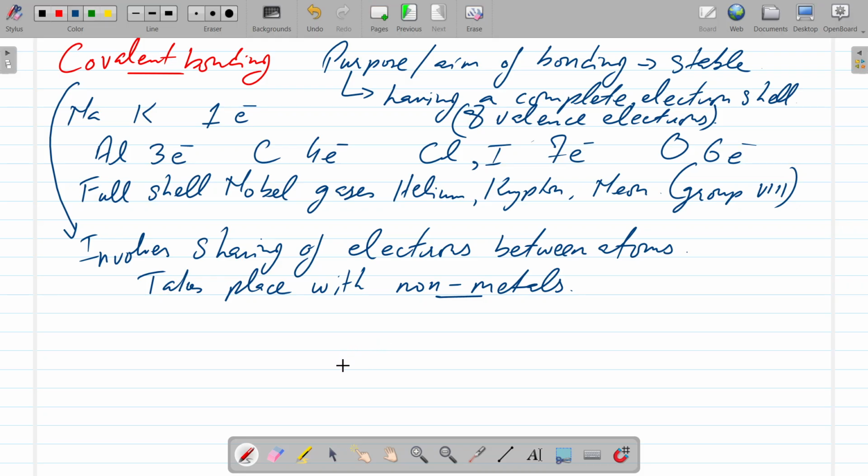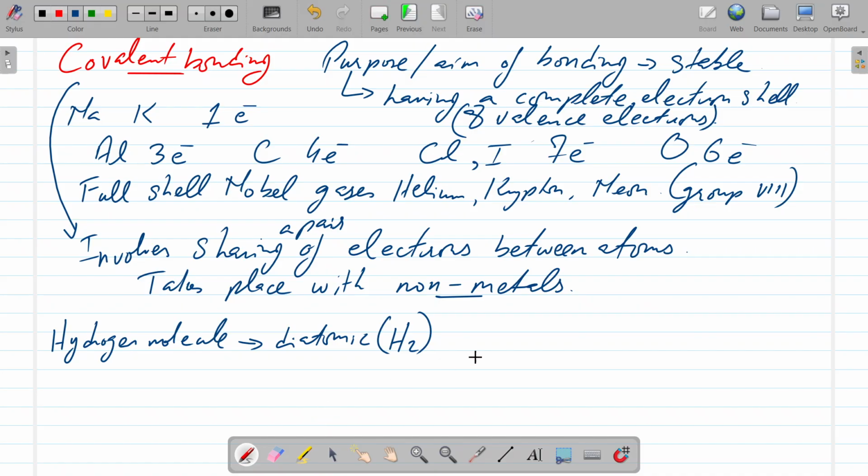So how does this work? Well, let's take a simple example. By the way, it involves sharing a pair of electrons. Let me write that down. So a simple example is the diatomic gases that we have. And the simplest example we can have is the hydrogen molecule. We know the hydrogen molecule is diatomic, which means what? H2. Two atoms of hydrogen together to form a hydrogen molecule.